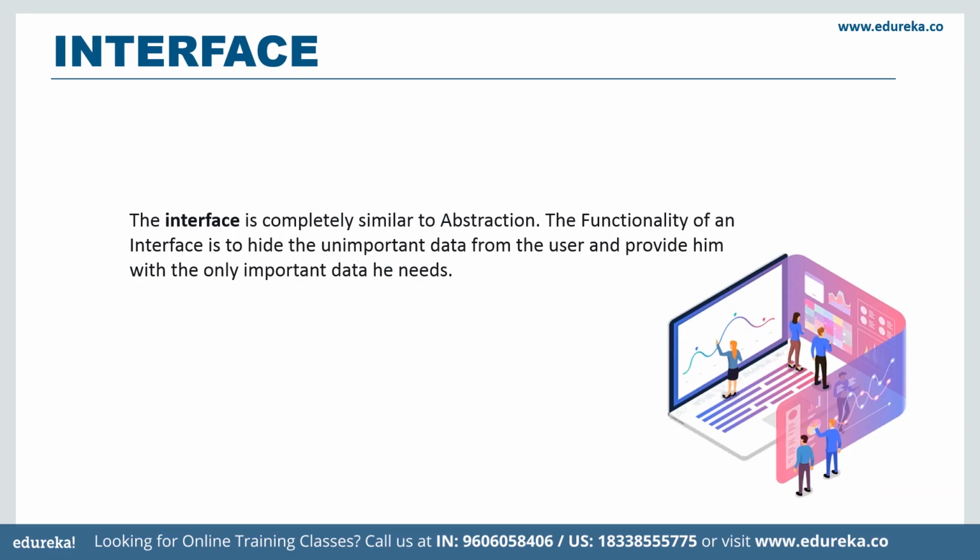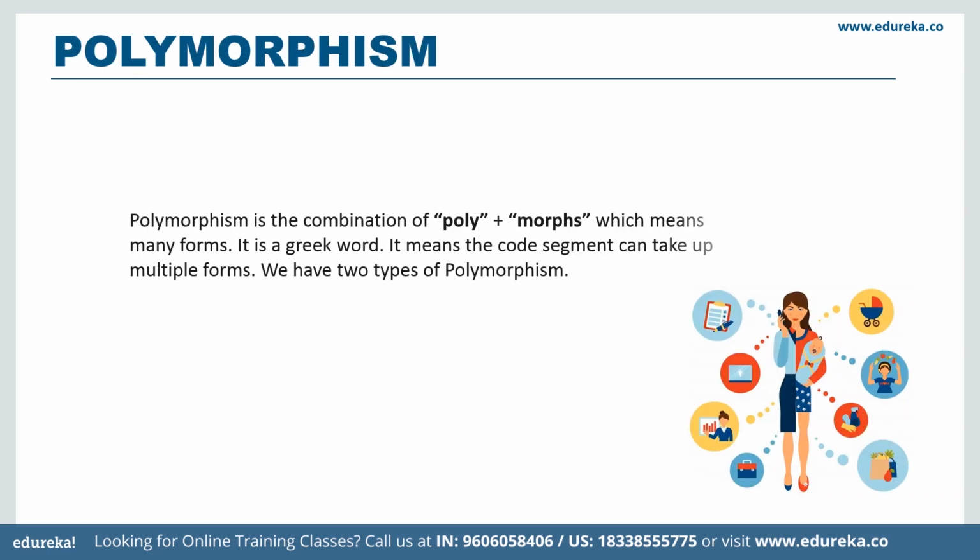Now with this, let us move ahead into the next part, which deals with polymorphism. Polymorphism is a combination of two words, poly and morphos, which means many forms. It is a Greek word. It means the code segment can take up multiple forms. We have two types of polymorphism, namely compile time polymorphism and runtime polymorphism. Now let us execute a sample program based on polymorphism.